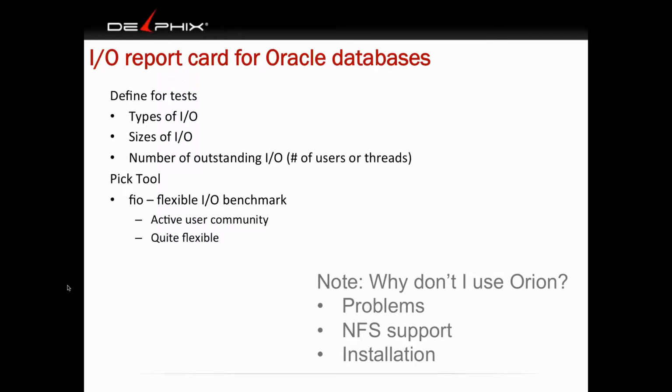So then my goal was I wanted to create an IO report card for Oracle. If somebody plugs in a SAN, hooks it up, and says, here, Kyle, here's some storage for your database, I want to be able to tell them I accept the storage or I don't. So I wanted a benchmark. The things I wanted to benchmark are the types of I/O I'm going to use, the size of I/O, number of concurrent users, and then the tool. So I've already picked the tool, FIO. I already mentioned why I don't want to use Orion.